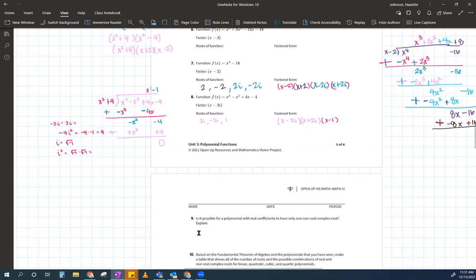So they ask questions like, is it possible for a polynomial with real coefficients to have only one non-real complex root? We just talked about this. Is it possible for a polynomial with real coefficients? 1 is real, negative 1 is real, 4 is real, negative 4 is real, to have only one non-real complex root?